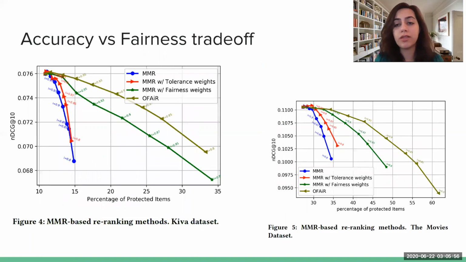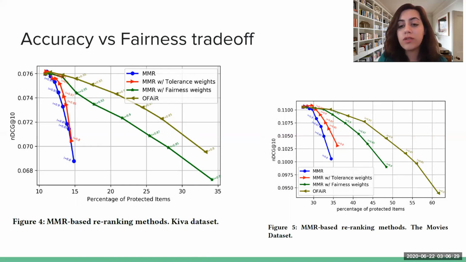Here's a better representation of the accuracy-fairness trade-off. Both figures show the results for just MMR-based algorithms. The algorithms are MMR, OFAIR, and the 2 versions incorporating different aspects of the OFAIR algorithm, tolerance-based only and fairness-based only. The figures compare ranking accuracy in terms of NDCG versus the average exposure for protected items across recommendation lists, and show its value at different lambdas. Lambda is a hyperparameter controlling the balance between fairness and accuracy.